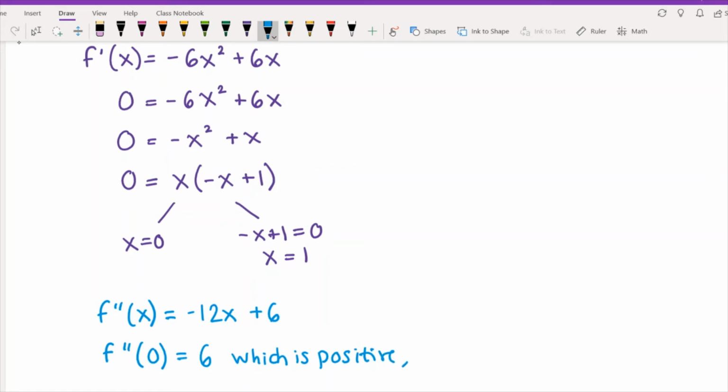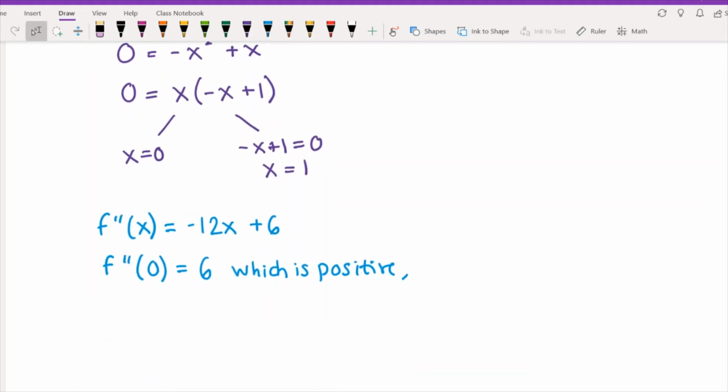And so that tells us that we have a local, so let's think about this. Positive second derivative means concave up. And so that means local min. It gives us that valley kind of shape. So that means we have a local min at x is equal to 0.